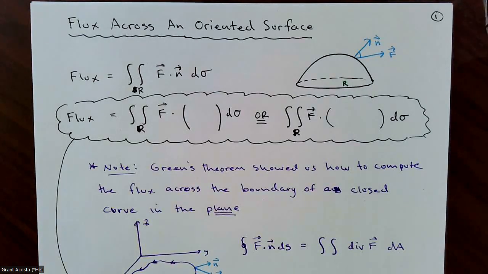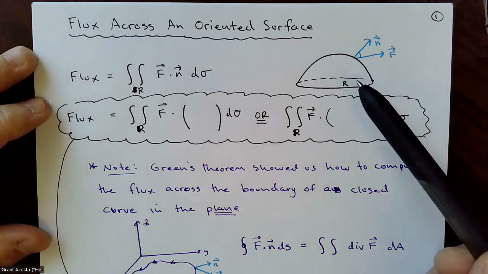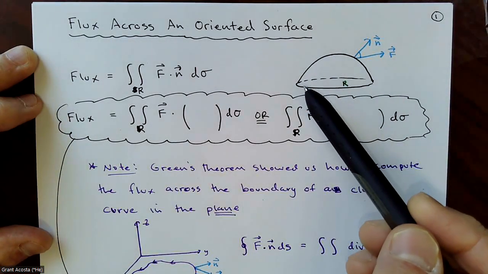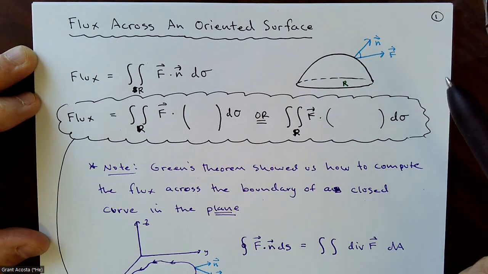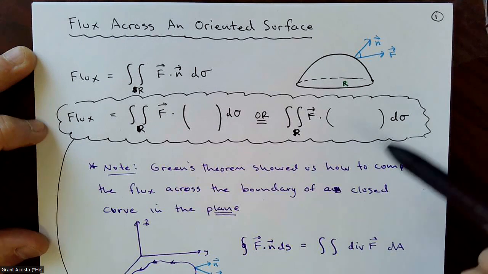All right, in this video, we're going to talk about how to find the flux across an oriented surface. Flux should be a familiar term. We've talked about that before. The difference here is that when we're talking about a surface, that's different than when we're talking about flux across a curve in a plane. We'll talk about that with Green's theorem.